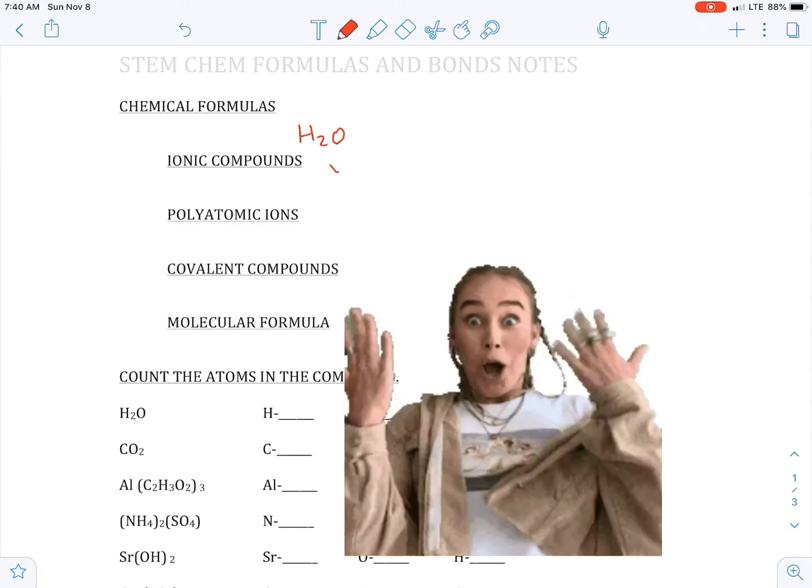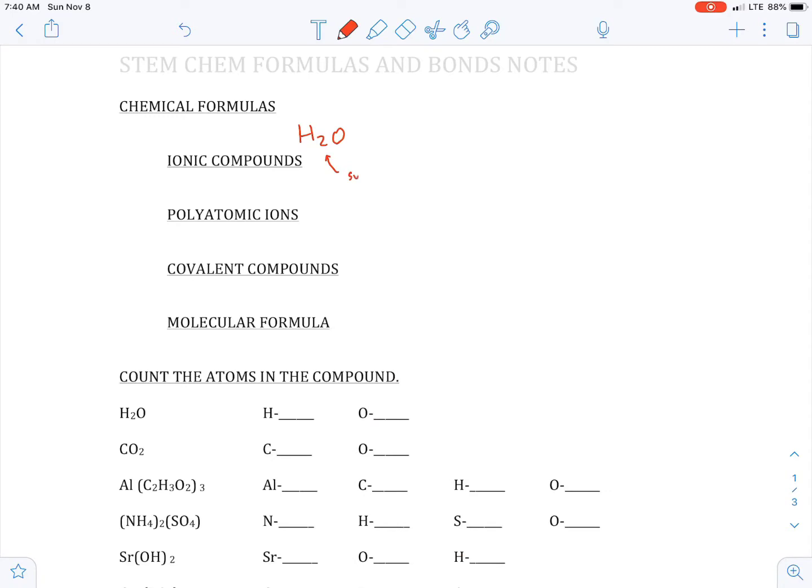This little number down here is called a subscript. It comes behind the element and tells you how many there are. So there are two H's. There's also an invisible subscript right here for oxygen, which is the 1. In chemistry, if a subscript is 1, it's optional. You don't have to write it down. You could still write it if you want to, but it's optional. That's what our chemical formulas are going to look like.